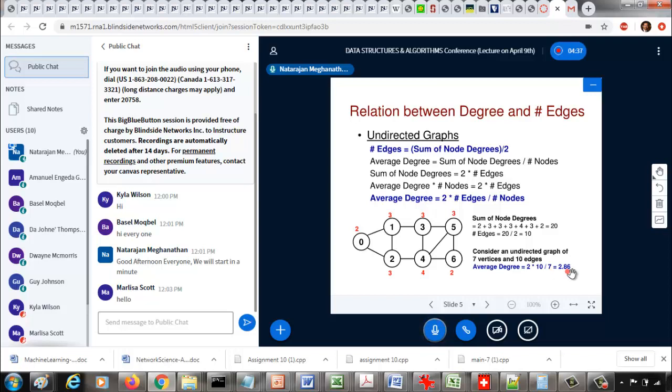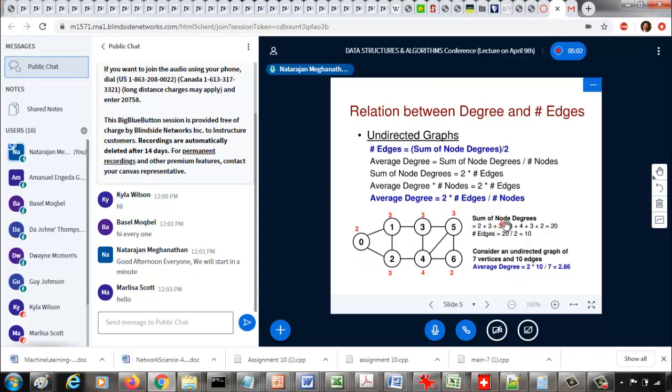So I need not actually give you the actual graph. It could be any combination of all those 7 vertices connected using some combination of 10 edges. So without even looking at or knowing the actual graph, just by knowing the number of nodes and edges in that graph, we can compute the average degree of the vertices in the graph. And we can cross check this for this graph.